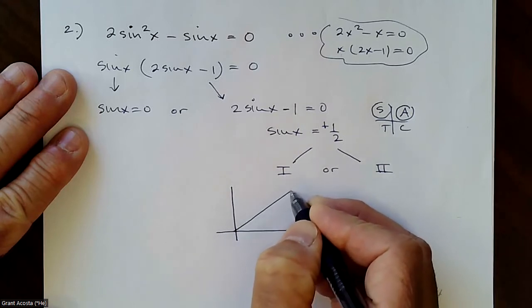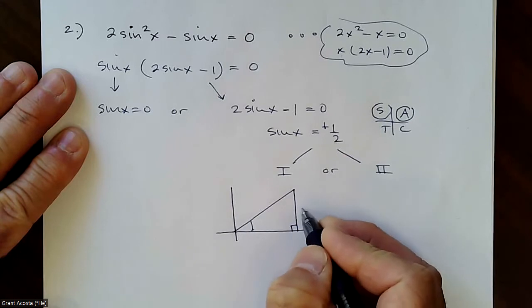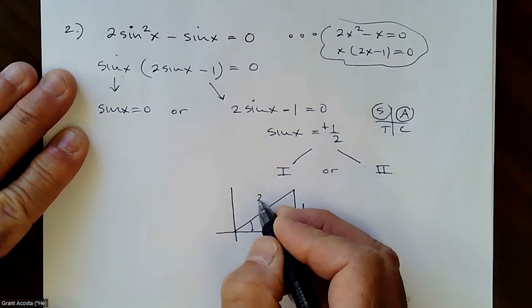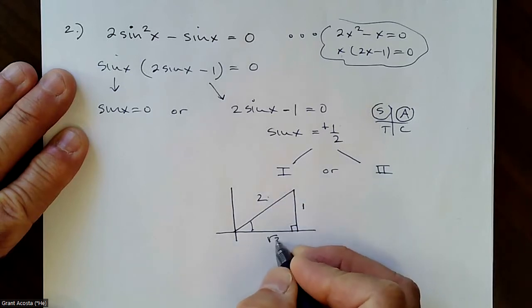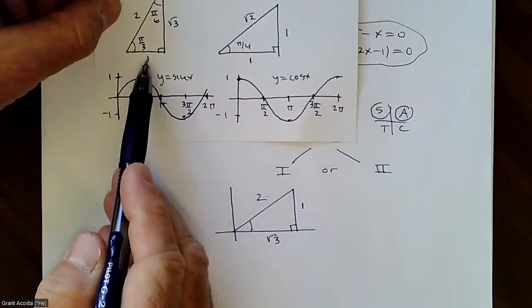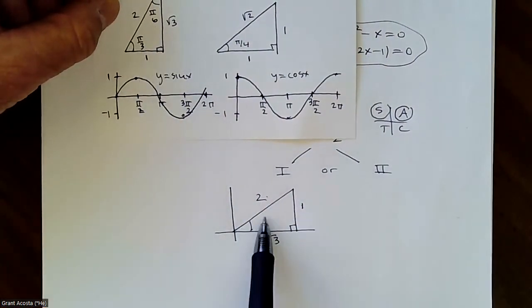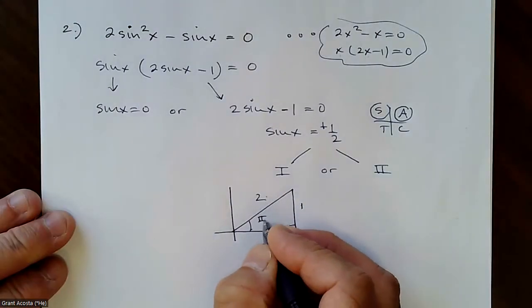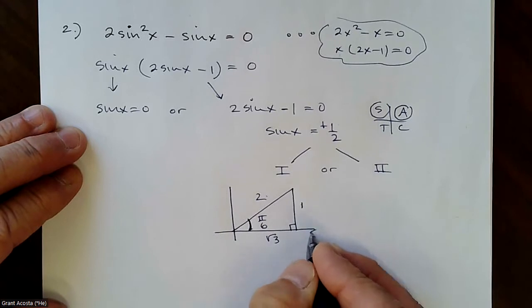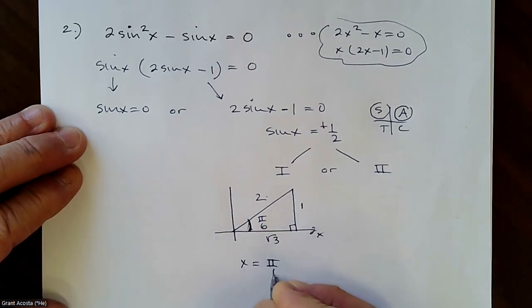If I drew a triangle in the first quadrant where opposite over hypotenuse is 1 over 2, this side must be root 3. It's the same triangle we were working with before, except the angle opposite the 1 is pi over 6. And in the first quadrant, not only is that your reference angle, since you're starting at 0 here, that is your angle. So that is one of my answers.